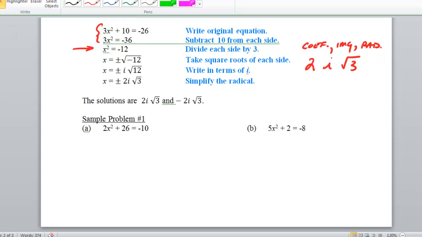So we have a sample problem here, part A and part B. So go ahead and take a moment to work those two problems.